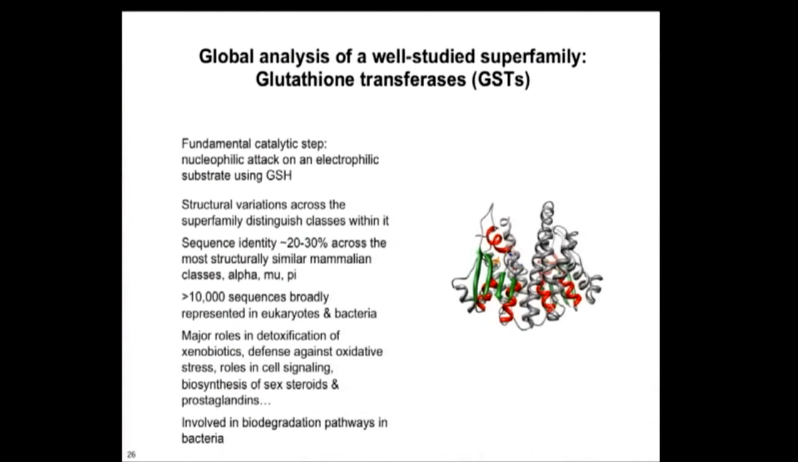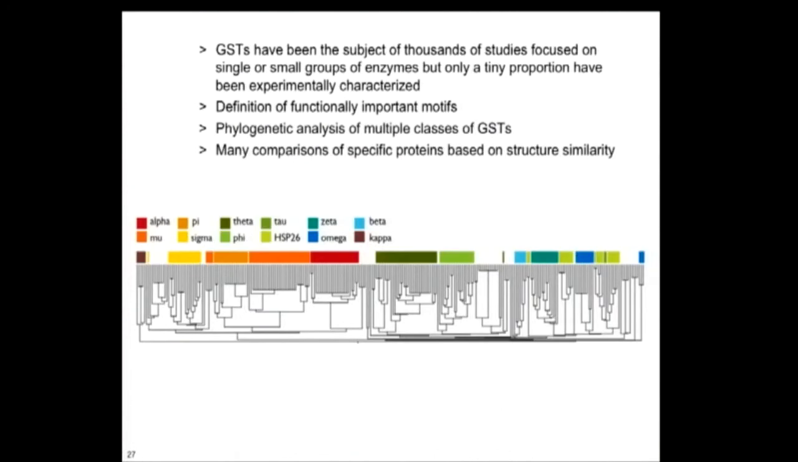In a number of bacteria, they're involved in what we think of as biodegradation pathways to get rid of toxic compounds, halogenated aromatics, for example. The bugs think this is a great way to live because they're the only organisms that can live on that stuff, and so they frequently have an ecological niche to themselves. So they have broad and important biological functions. They've been the subject of thousands of studies, and a lot of their functionally important motifs have been identified.